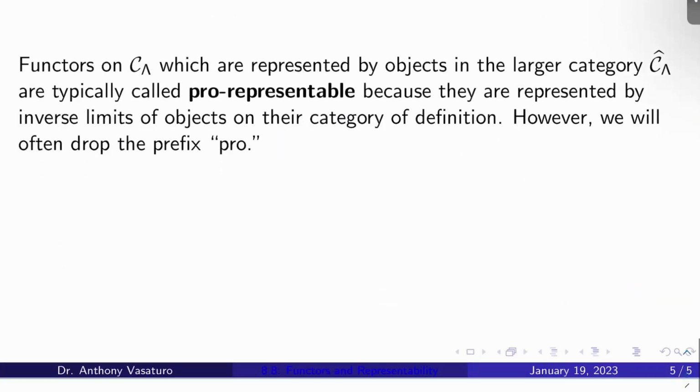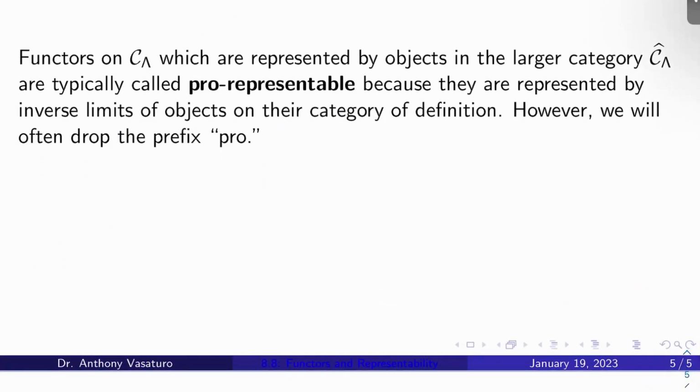All right. So what does it mean for a functor to be pro-representable? A functor on C Lambda, which is represented by an object in the larger category, C hat Lambda. So it's not represented by an object in itself, but maybe in the larger category. This is going to be called a pro-representable functor. This is because they're represented by inverse limits, so hence the pro prefix, of objects on their category of definition, C Lambda, okay? Basically by the above discussion. However, we will often drop the prefix pro unless we really need to specify.